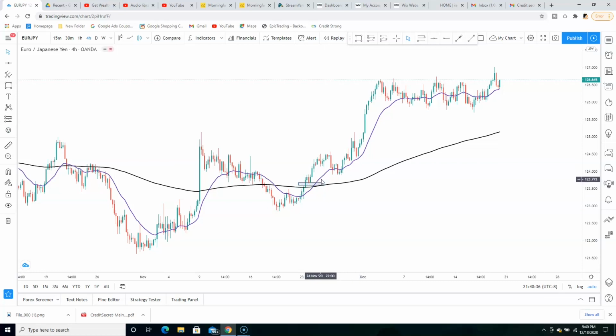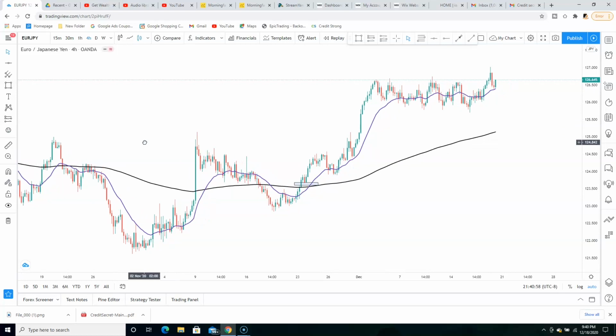Now your third confirmation is using support and resistance with this strategy. If you don't know how to use support and resistance, how to find your zones, how to actually draw your support and resistance zones, you guys can click on the link right here.